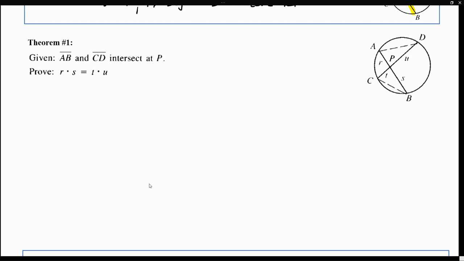Here we've been given two chords. They intersect at a point P. Notice that we have two chords, the chords CD and AB, and they intersect at point P. So now notice that we have two small chord segments. AP is a segment of the chord AB, and PB is a segment of the chord AB, and the same can be said about CP and PD.